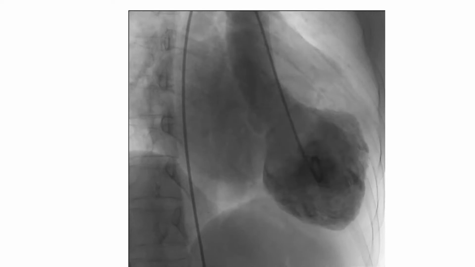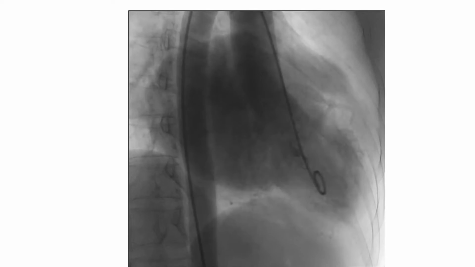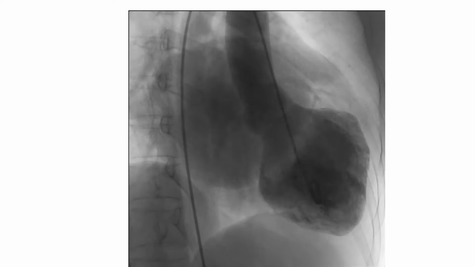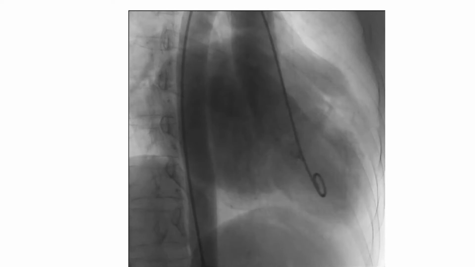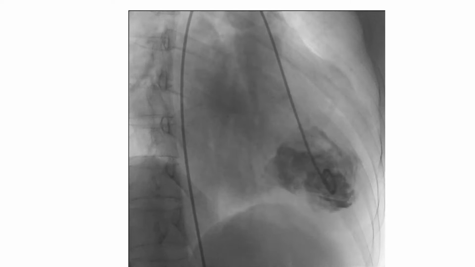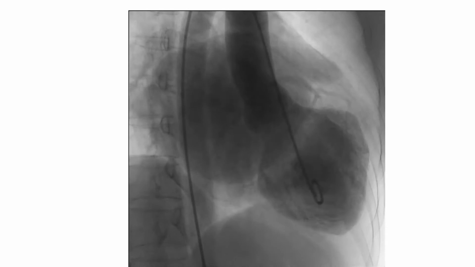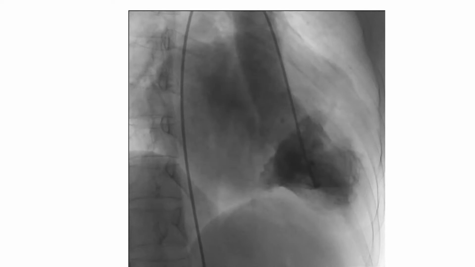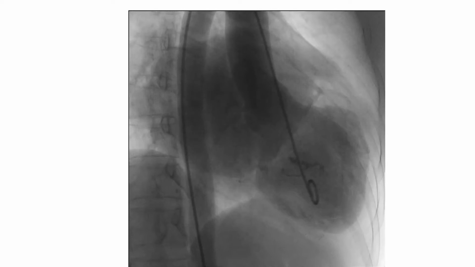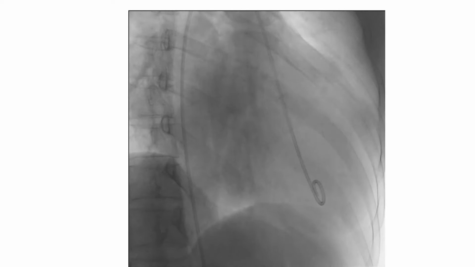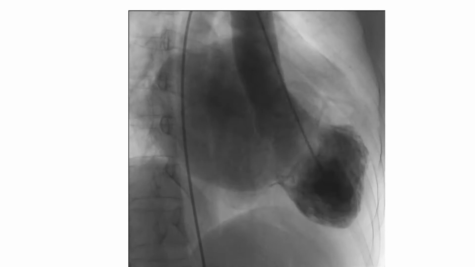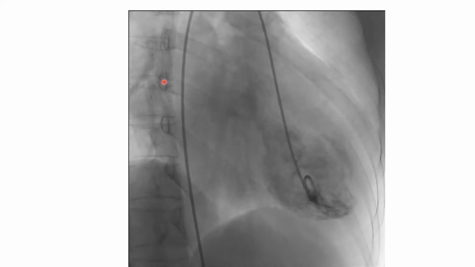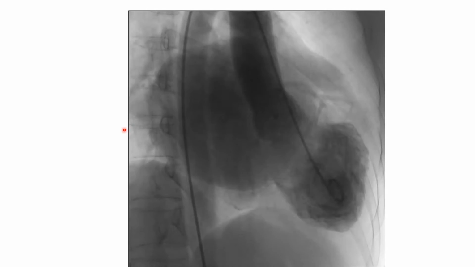Usually MR is assessed in an RAO view, and you may need to increase the RAO angle to 40 to 50 degrees, both to keep the mitral valve in perspective and to keep the ascending and descending aorta out of view. This case shows severe MR, where the density of the LA is seen to be more than the LV after achieving a steady state. It's also clear that there is a hugely dilated LA with reversal of flow into the pulmonary veins.